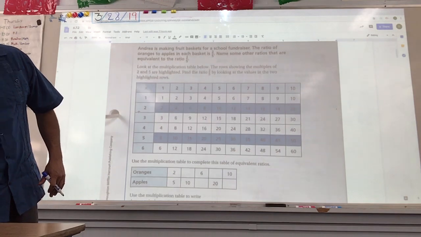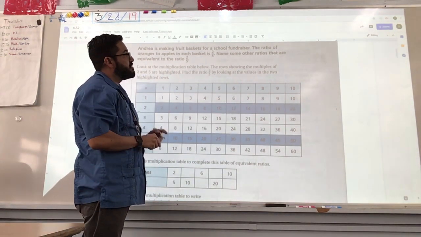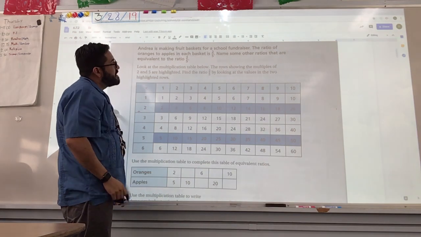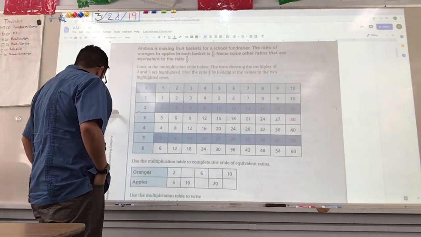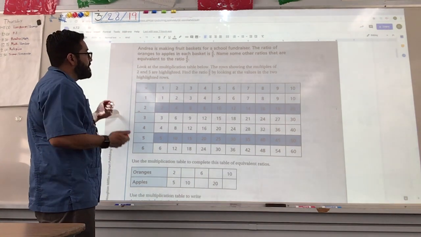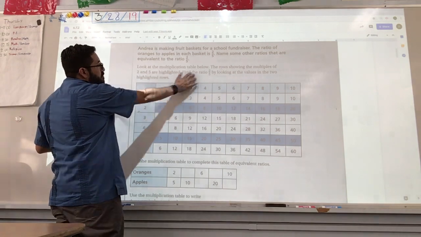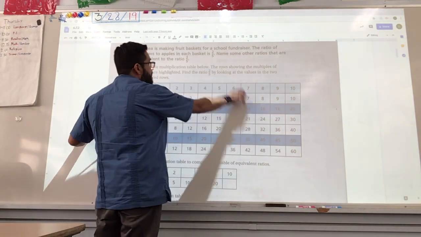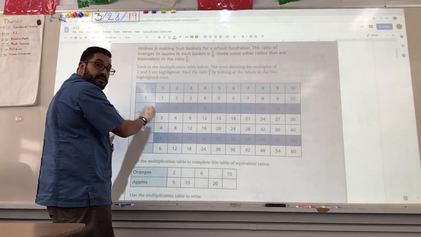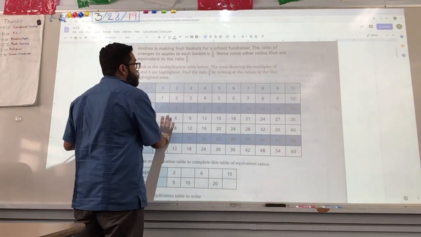Okay, so our first problem is Andrea is making a fruit basket for a school fundraiser. The ratio of oranges to apples in each basket is 2/5. Name some other ratios that are equivalent to the ratio 2/5. Now, in order to do that, what we want to do is look at the multiplication table below. Here's our multiplication table. If you don't have something like this, create one just to help you, especially if you struggle with multiplication.